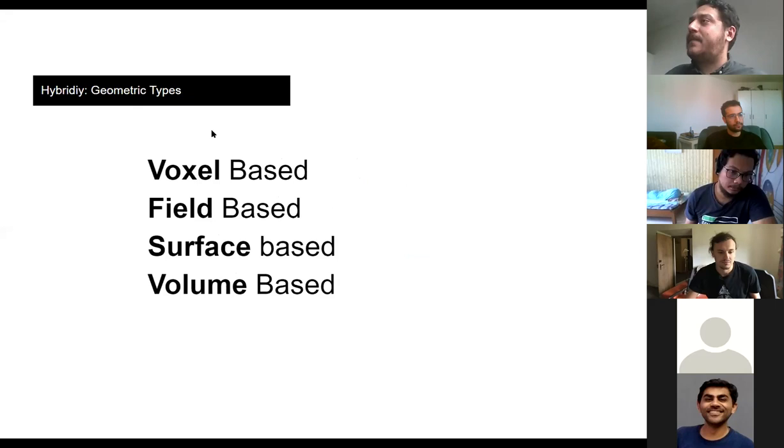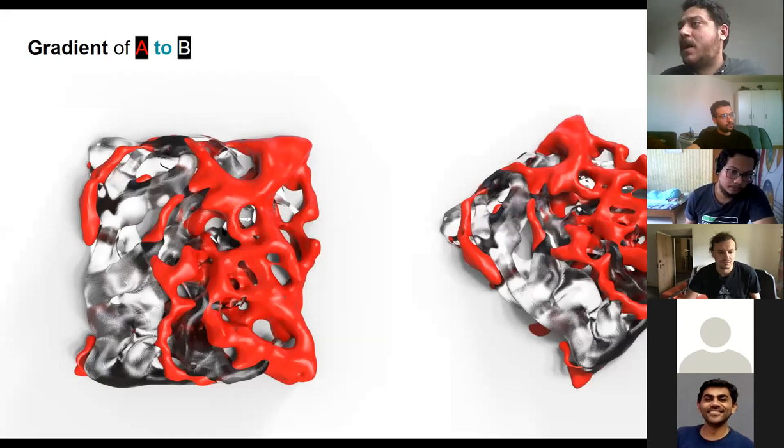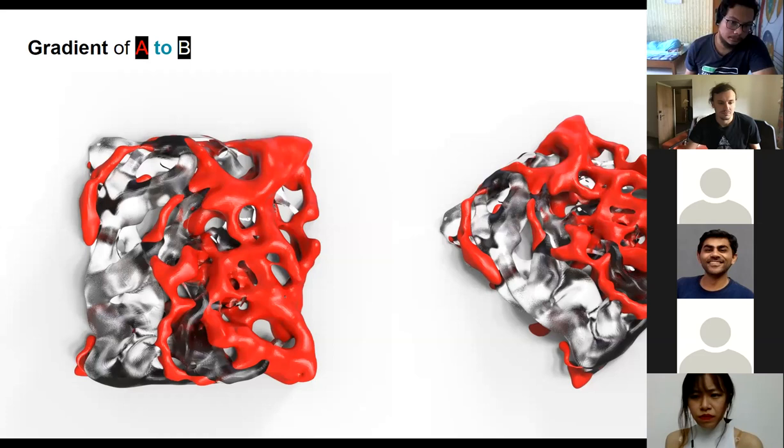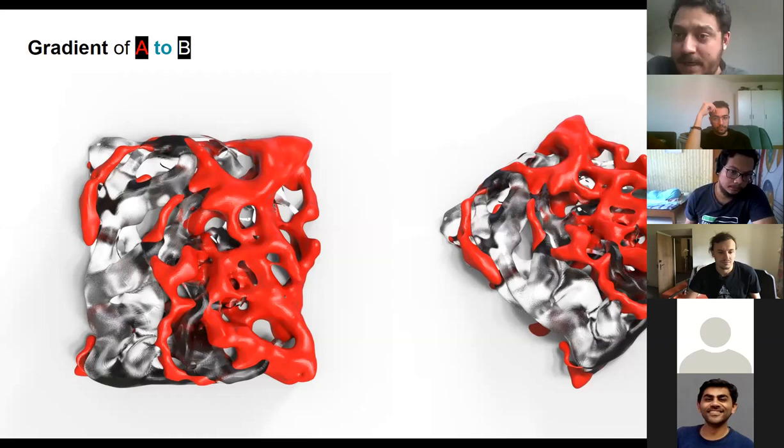And when it comes to geometry, considering all those four types, we can think of voxels, we can think of fields, we can think of surfaces, and we can think of volumes. So going back to these four types, we're going to explain a bit more what we mean by them. Again, from Monday on, we start with tutorial sessions that explain exactly the way these material systems have been modeled and generated. And then after learning, we ask you to play with them and tweak the algorithm a bit to understand their behavior.